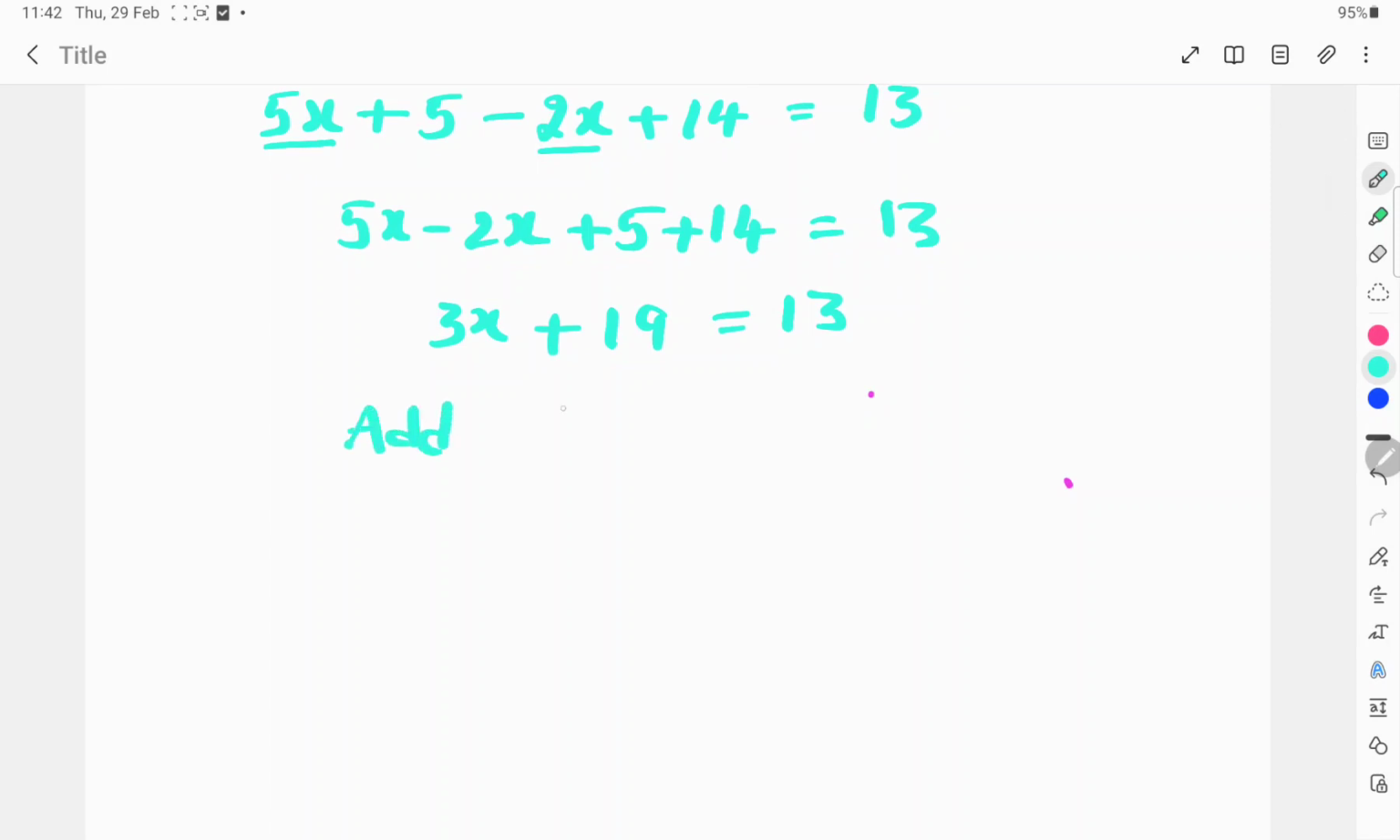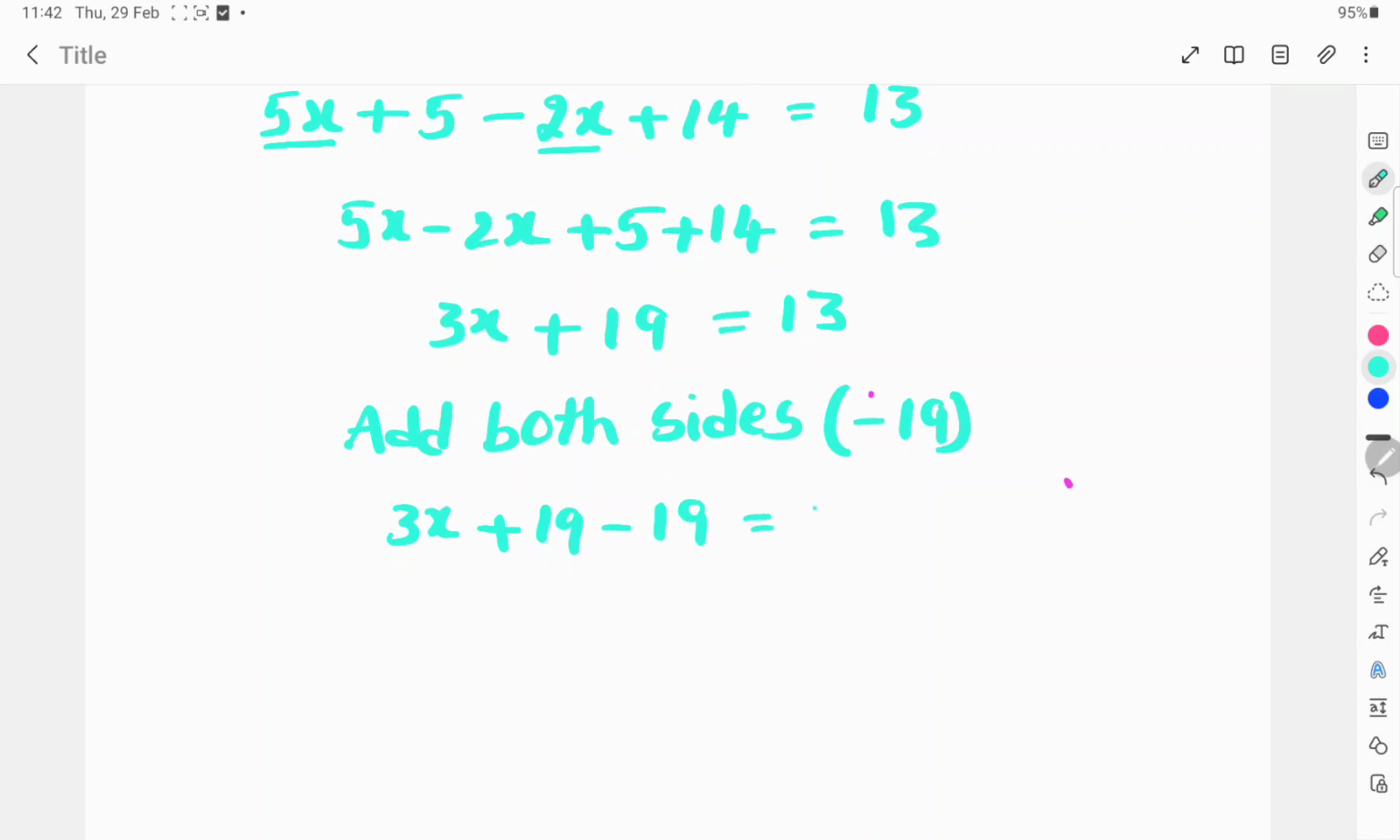Add minus 19 on both sides. So 3x plus 19 minus 19 is equal to 13 minus 19. Here 3x plus 19 minus 19 cancelled. So 3x is equal to 13 minus 19, which is 6.